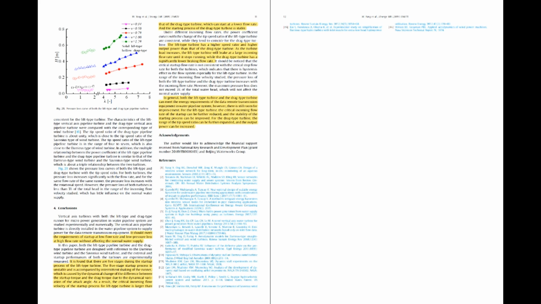Overall, there is still potential for development in this field, but both the lift type turbine and the drag type turbine can generally cover the energy needs of the data remote transmission equipment in water pipeline system. The essential incoming flow rate required for the lift type turbine startup can be further reduced, and the process's stability can be improved. The range of the tip speed ratio for the drag type turbine can be further expanded, and the output power can be enhanced.